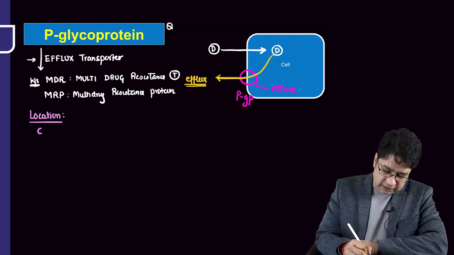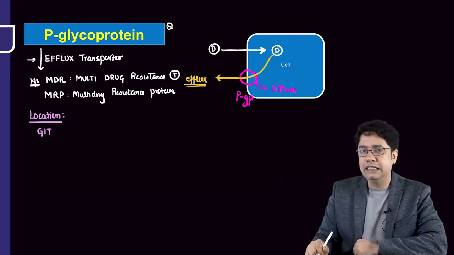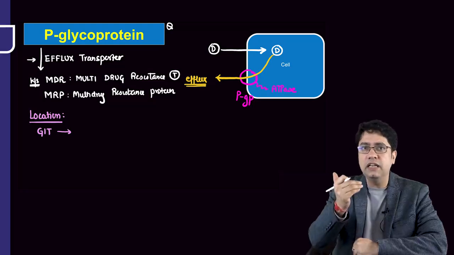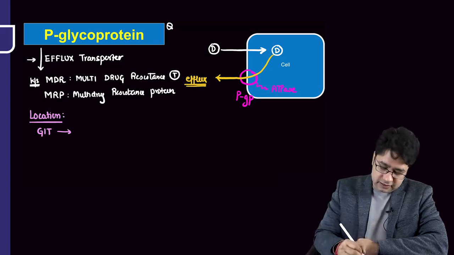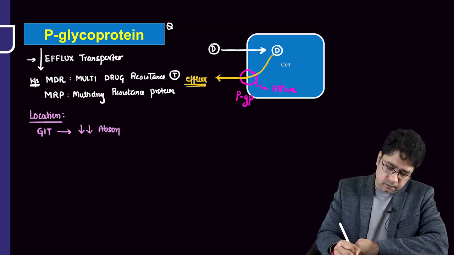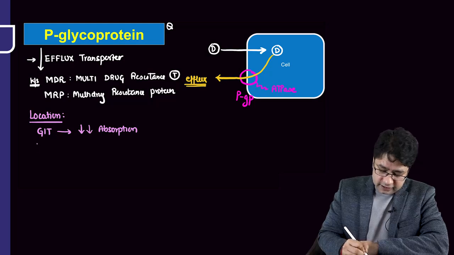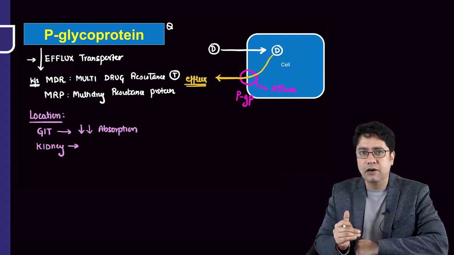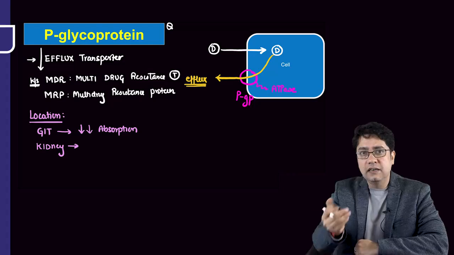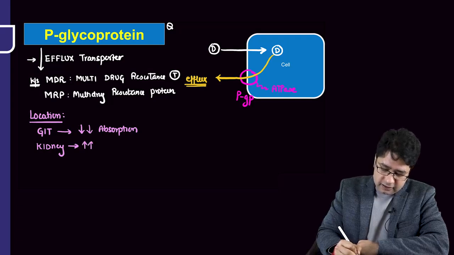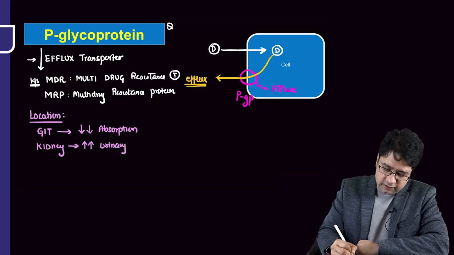So P-glycoprotein is present in the GIT, like stomach and intestine. Now think logically, will it increase absorption of the drug or will it reduce the absorption of a drug? Yes, it decreases the absorption of a drug. Similarly, if I say it is present in the kidney, and P-glycoprotein doesn't want the drug to remain inside the body, will it increase the excretion of a drug or reduce the excretion? Yes, it will increase urinary excretion of a drug.